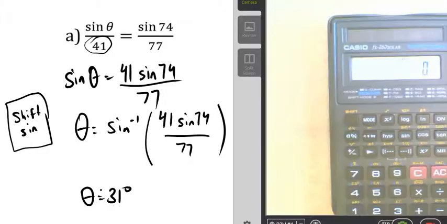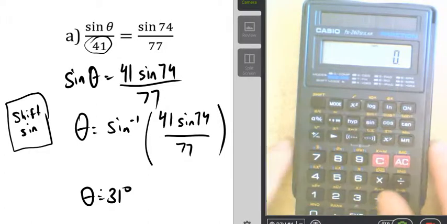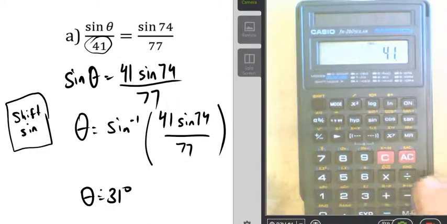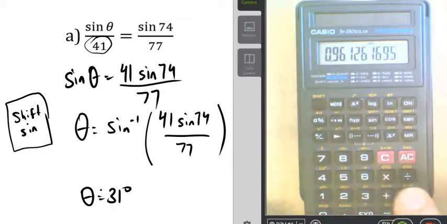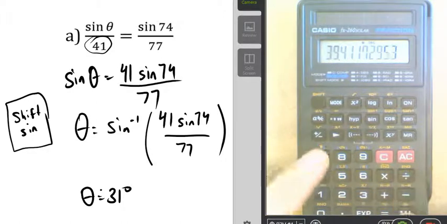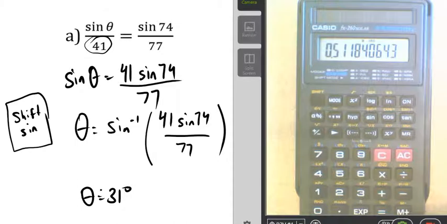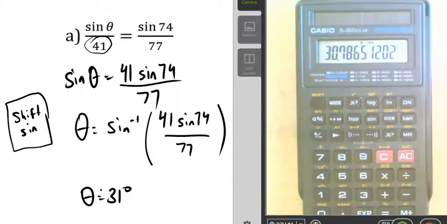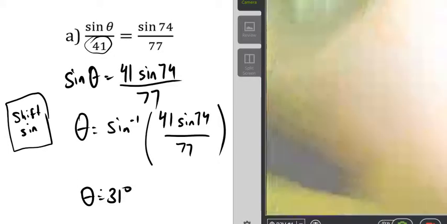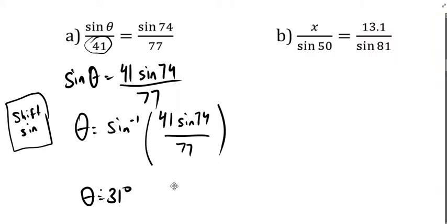If you have a one-step calculator like this, here's what you do. 41 times, remember you always have to put the angle in first, then hit sine. I'm going to hit equals. You probably don't have to. Divided by 77. Now you have to hit equals. And then at the very end, do shift sine, and you get the exact same answer. Okay, give that a try. Are some people getting it? Make sure you try it, because you've got to be able to do this on your own.